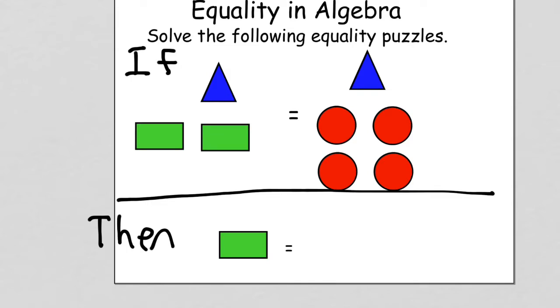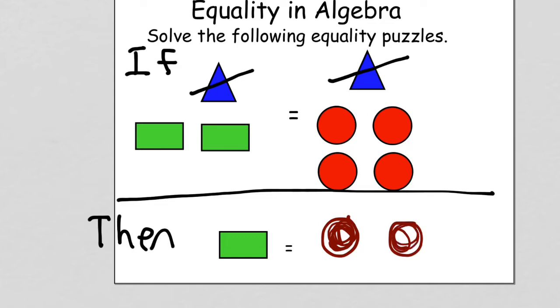So to simplify this puzzle, I can take away one blue triangle. If I take it away on that side of the equal sign, that's fine, just as long as I take it away on the other side. What I'm left with is two green rectangles equal four red circles, which means one green rectangle must equal two red circles. That uses the idea of equality in algebra to solve that puzzle. And those circles look brown to me. I'll work on finding better colors.